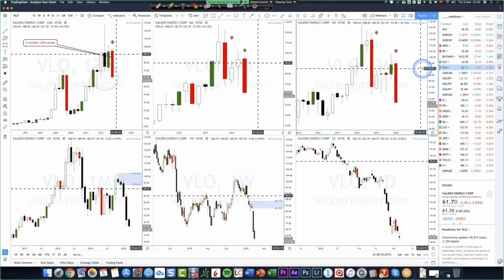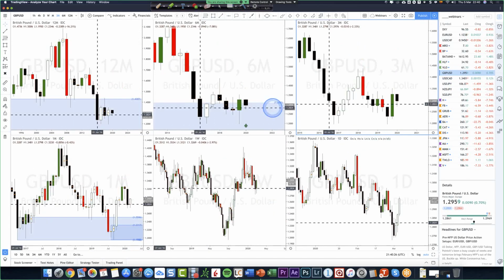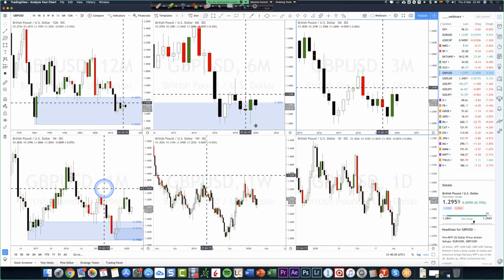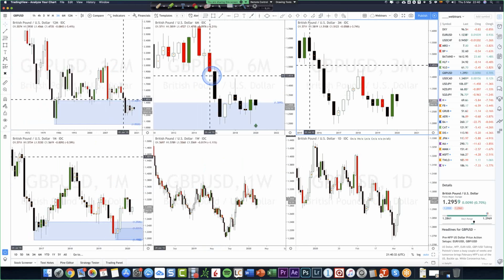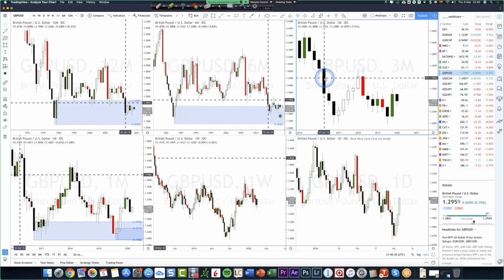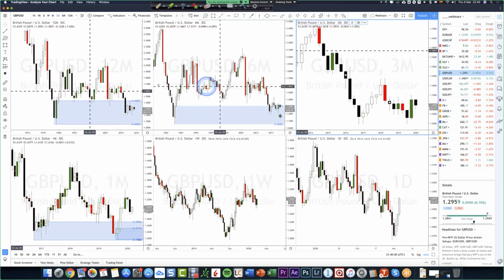Okay. So somebody said before the pound, pound dollar, I had it already there. I didn't realize. So let's take a look at the pound dollar. Now, just take a look at the charts, at the imbalances that I have drawn, and tell me what is the bias. Long term.